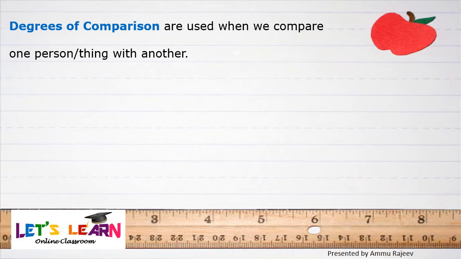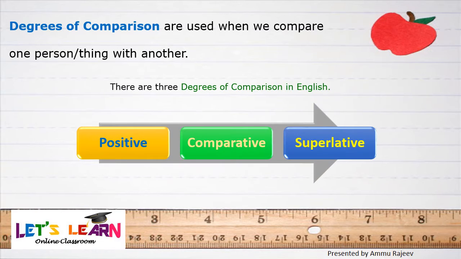Degrees of comparison are used when we compare one person or thing with another. There are three degrees of comparison in English. They are positive, comparative, and superlative.